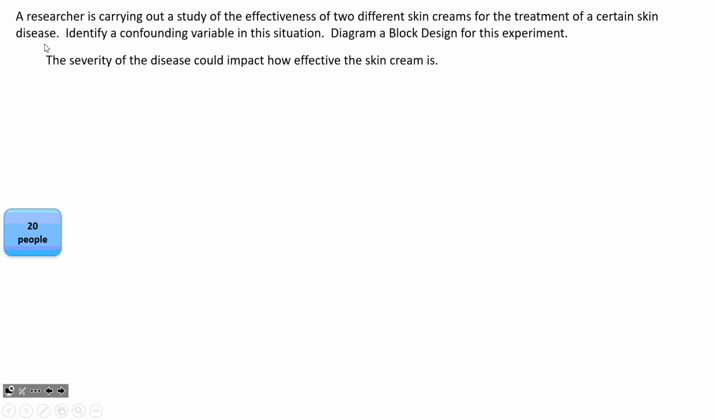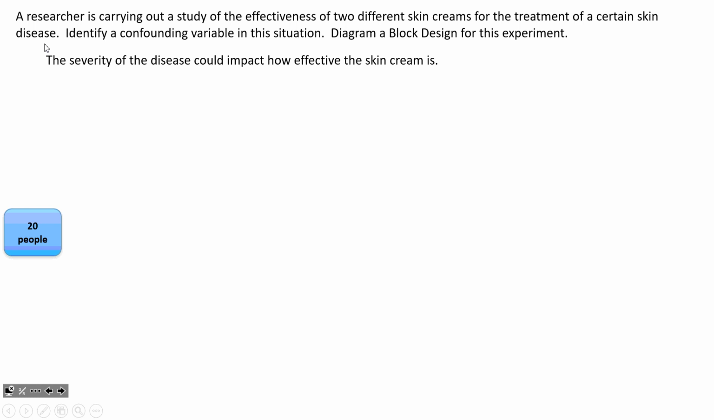So same situation, if we want to study the effectiveness of two different skin creams, a confounding variable that could really affect the effectiveness of the creams is how severe the disease is. So I could use a block design to account for that confounding variable. So my block design is when I take my confounding variable and I basically separate my subjects according to that confounding variable. So we said how severe the disease is, that's our confounding variable.